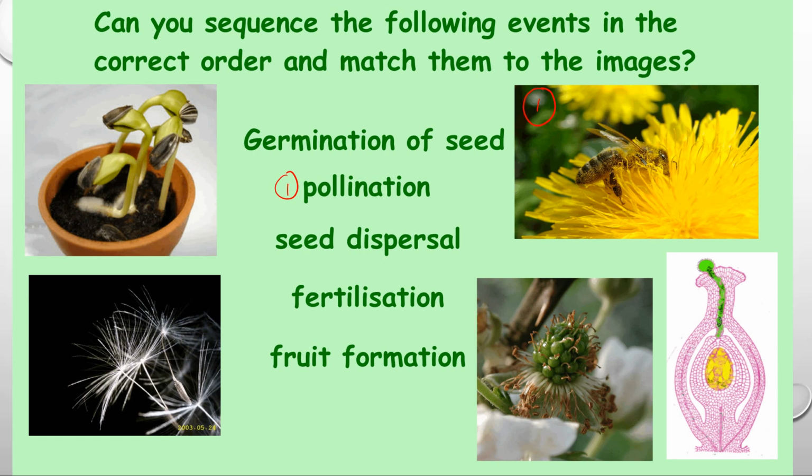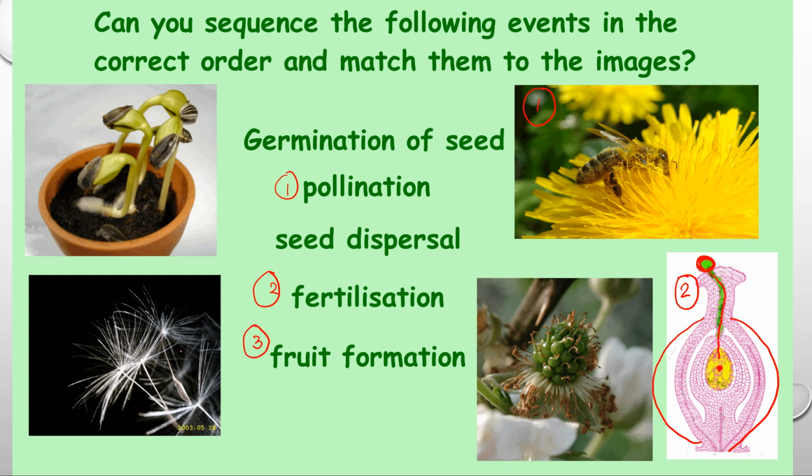So what do you think is the next step? The next step is going to be fertilization. So the pollen will stick to the stigma, start to grow its pollen tube down until it joins with the ovule, and at that moment that is fertilization. After fertilization then, remember that this becomes the seed, and the seed is formed inside a swollen fruit. So number 3, fruit formation.